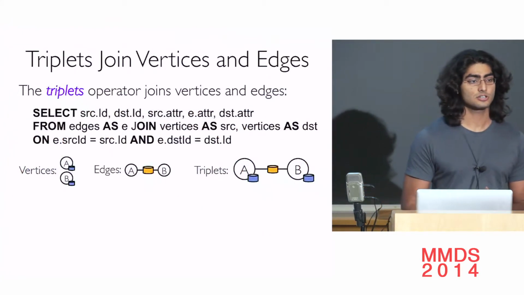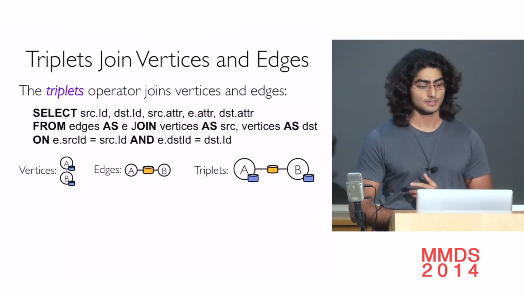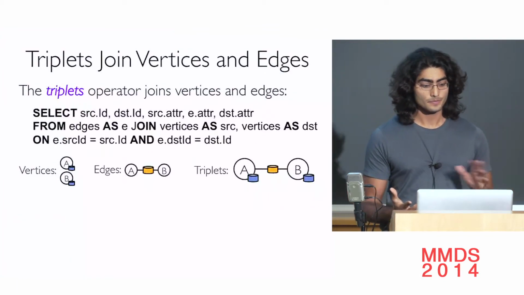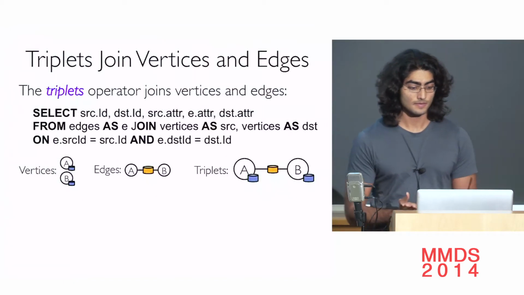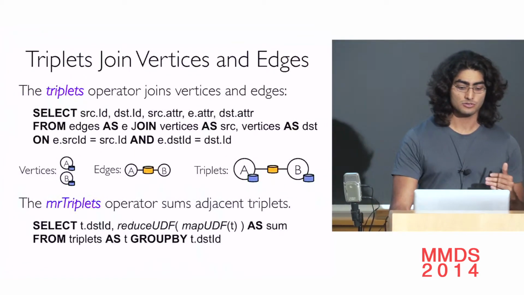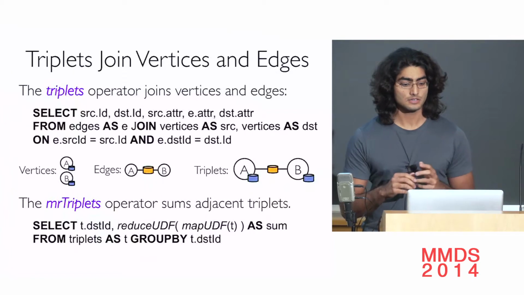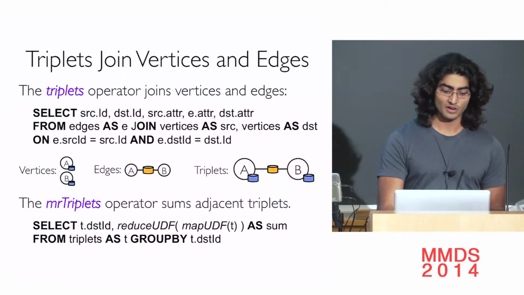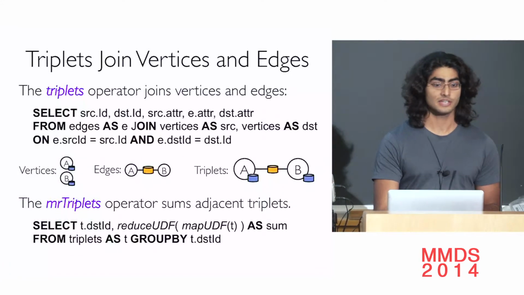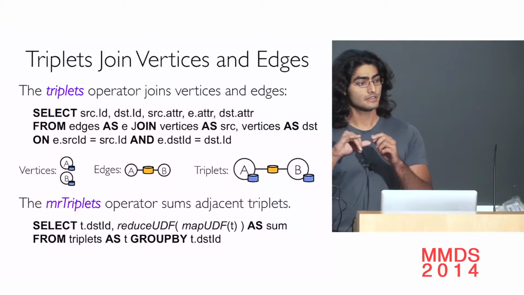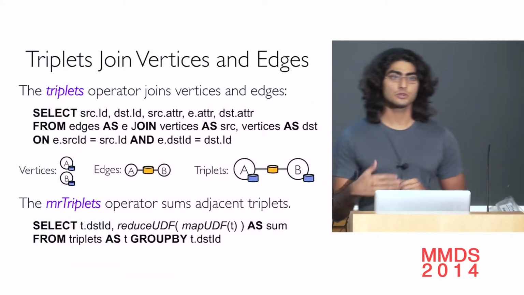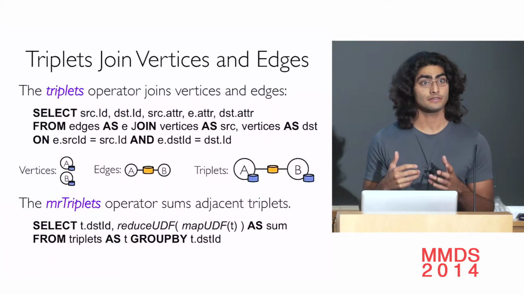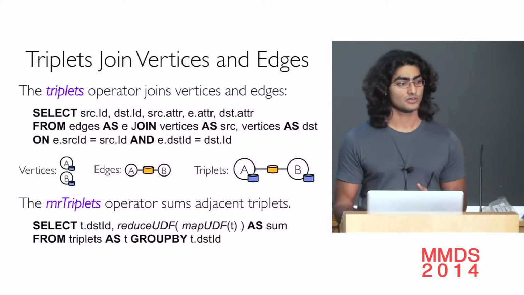It provides two essential operators: triplets and MapReduce triplets. Triplets joins the vertices and edges and brings vertex properties to the edges where they're referenced. And then building on that, the MapReduce triplets operator uses the triplets to perform neighborhood computation as I described in the first part of the talk. The neighborhood of a vertex is just the set of adjacent triplets, because the triplets also contain the neighboring vertex attributes. And so we can compute on neighborhoods by summing the triplets using map and reduce UDFs, which yields a new value for the central vertex.